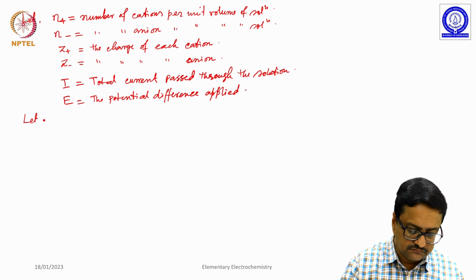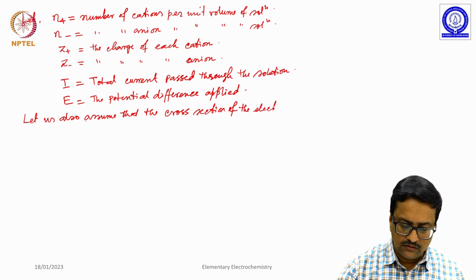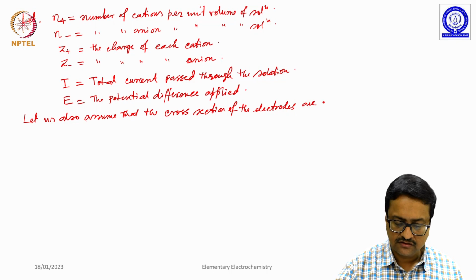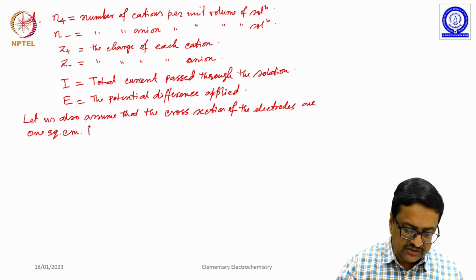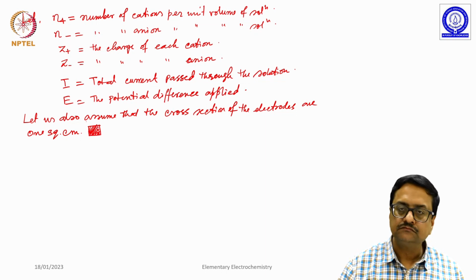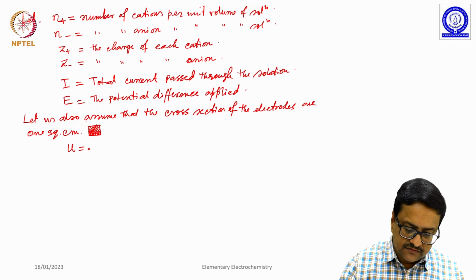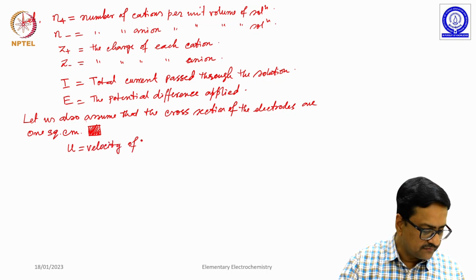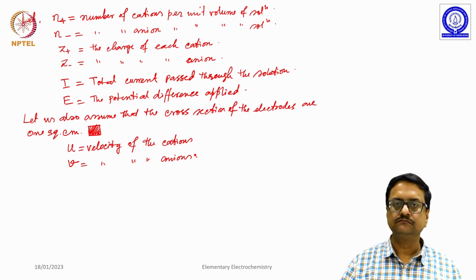Let us also assume that the cross section of the electrodes is 1 square centimeter, that is 1 centimeter by 1 centimeter is the size of the electrode, right? And we also take that u is the velocity of the cations and v is the velocity of the anions, right?